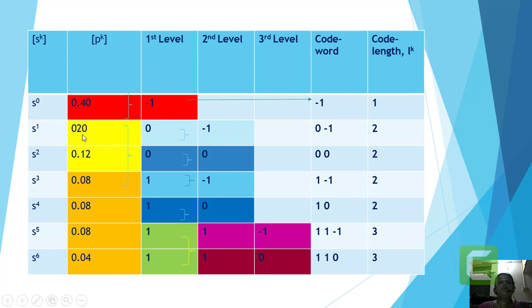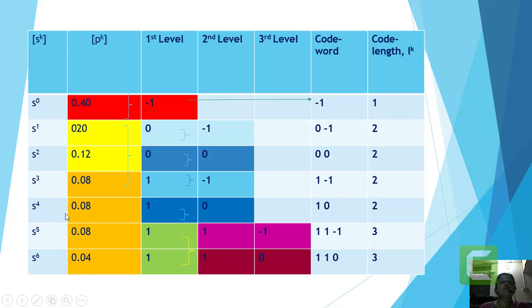For this second symbol with the probability of 0.20, the assigned digits are 0 and 1, so its code word is 01. For the third symbol of 0.12 probability, the assigned digits are 0 and 0, so its code word is 00. For first 0.08, that is S3 symbol, the assigned digits are 1 and 1, so its code word is 11.